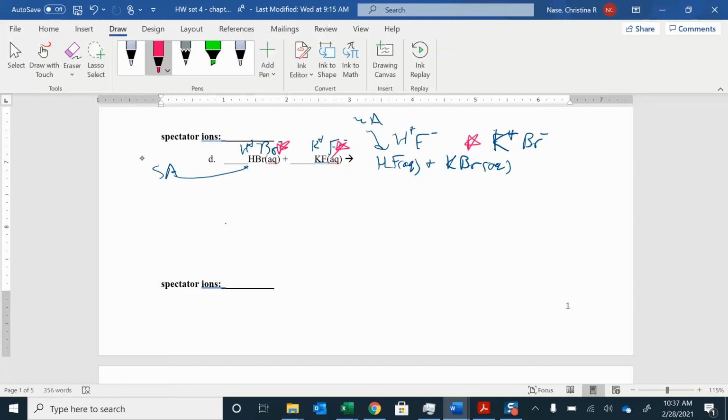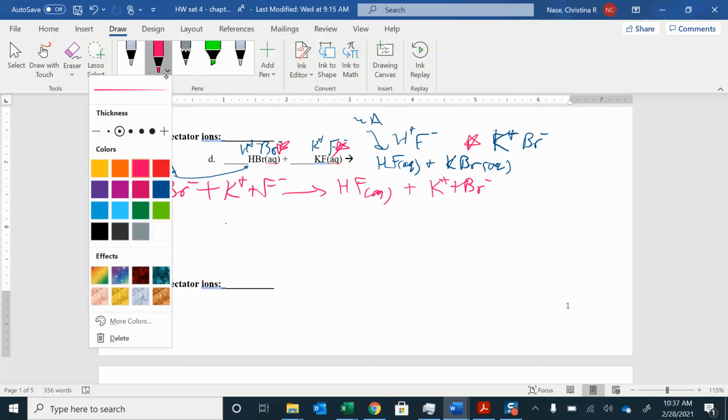This is a soluble ionic compound. So if we dissociate these into ions, we get H plus, Br minus, K plus, and F minus. So that's a strong acid, which is why it's dissociated. But over here, this is a weak acid. He's going to stay together. So even though he's aqueous, he doesn't dissociate into ions. He is not a soluble ionic compound. He's a molecular compound. He's a weak acid. So weak acids are weak electrolytes. They don't dissociate into ions. KBr is a soluble ionic compound, so he's a strong electrolyte. He will dissociate into ions.